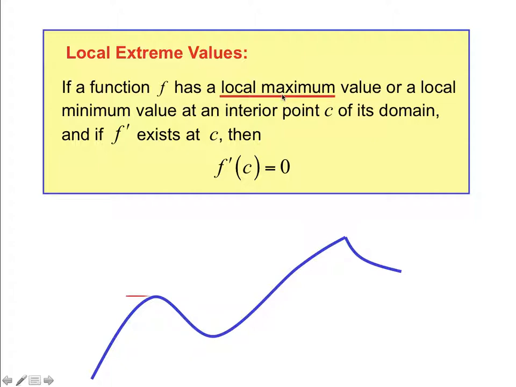We know we have a local maximum there, okay? And that's where we have a tangent line that's horizontal. And we know we have a local minimum here, and we also have a tangent line that's horizontal. So we have this extreme value definition here. It says if a function has a local max or a local min, in other words, if it has a hill or a valley, and it's on the interior, then the derivative does exist and the derivative is 0. So the derivative of the function here is 0 and here is 0.